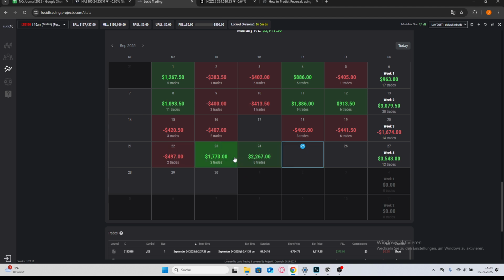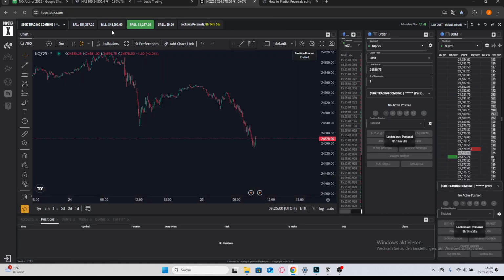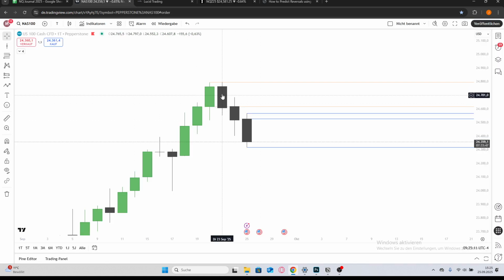So here you can see, for example, in the first 2 days I've made around $4,000. This is a funded account, by the way. And also on my TopStep account today, I made like 1.2. This is not a funded account, this is just an evaluation. But yeah, so the last 3 days we had really bearish bias. You can see this. So we had 3 red candles in a row.